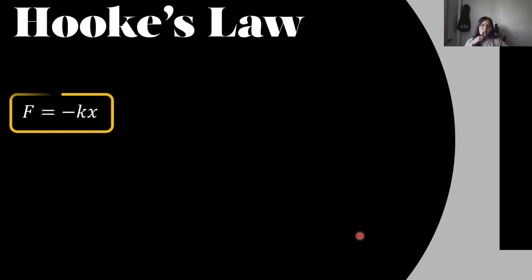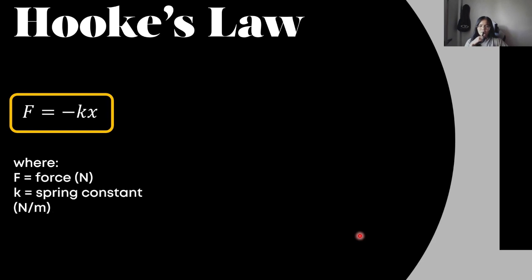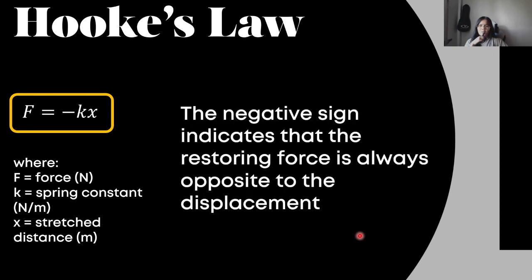So, for Hooke's law natin, meron tayong formula F is equal to negative kx, wherein ang force ay yung F, naka-newtons. And then, yung k natin ay ang spring constant, naka-newton per meter. And then, yung x is yung stretch distance, naka-meter. So, the negative sign indicates that the restoring force is always opposite to the displacement.